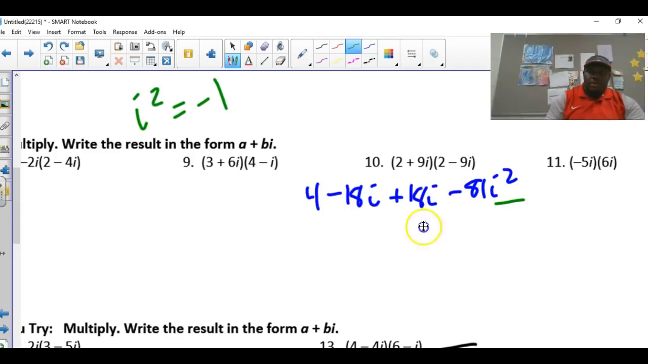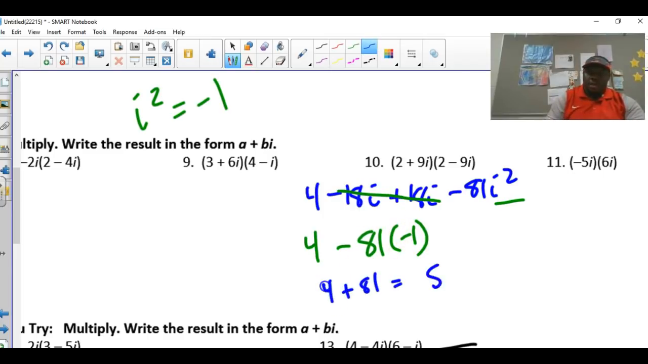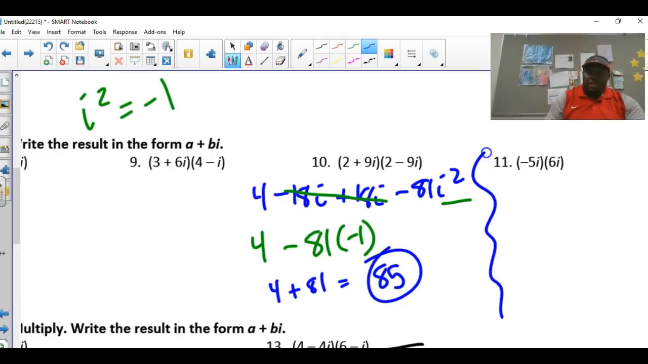So we have 4, and combining like terms, negative 18i plus 18i cancels. And we have negative 81 times negative 1. Well, that's actually positive 81. So 4 plus 81 gives me 85. All right, 85.